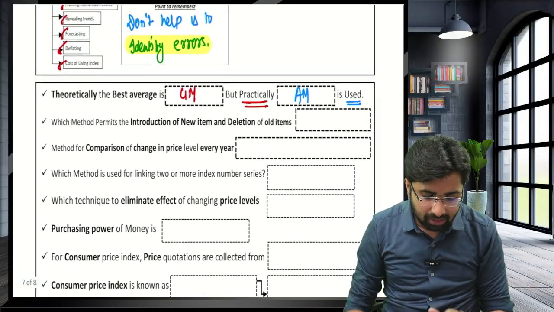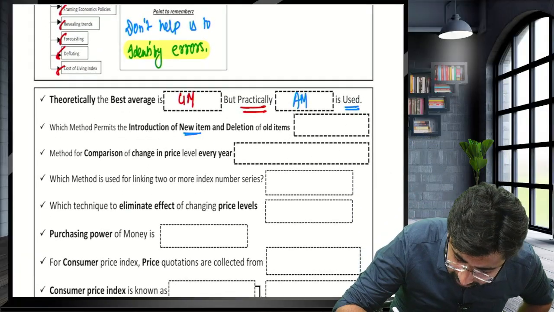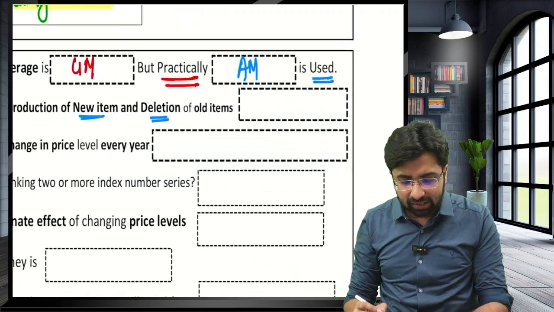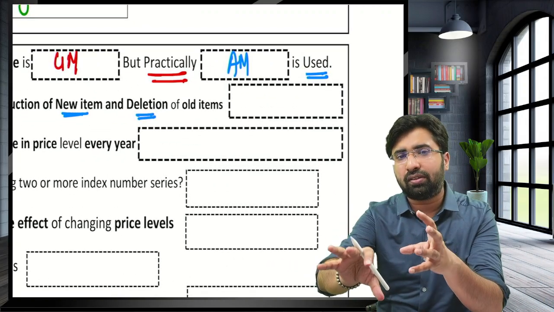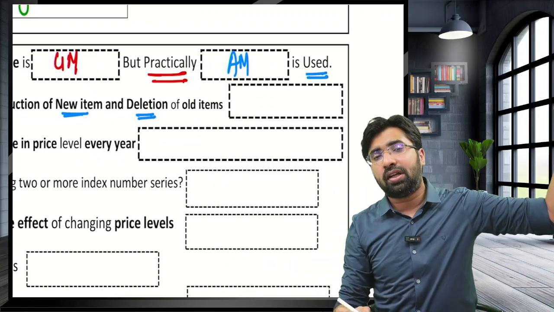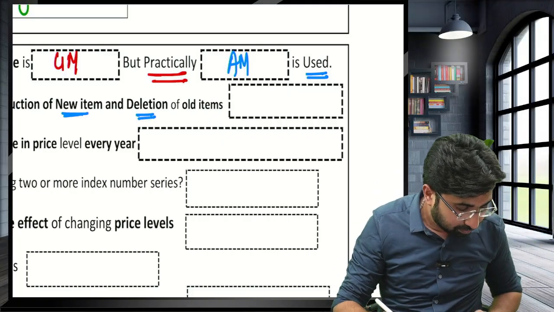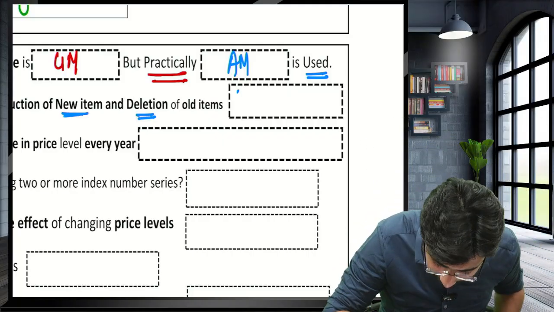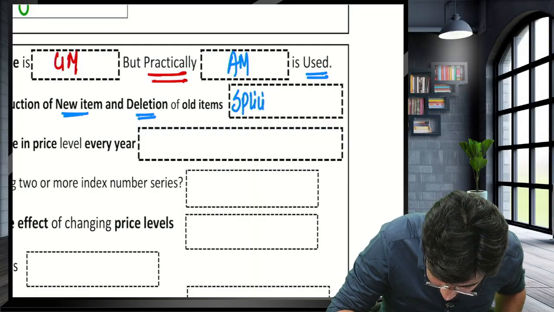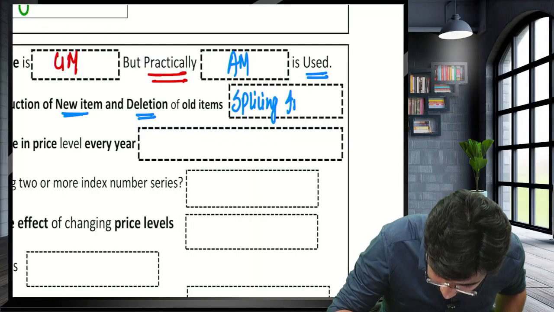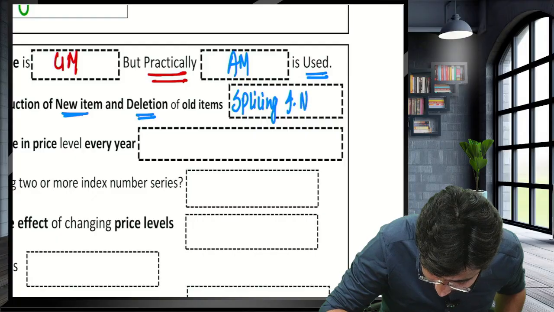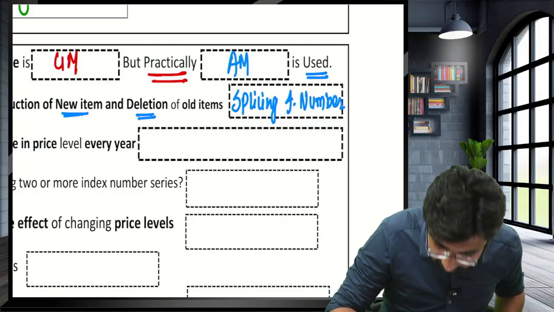Yes. Sir, if new items are added this year and a few old items are deleted from old years, in that case I will prefer the splicing method. I will prefer the splicing index number.